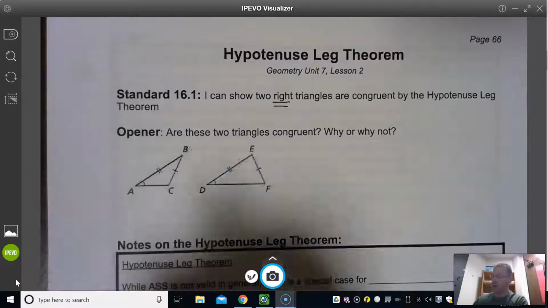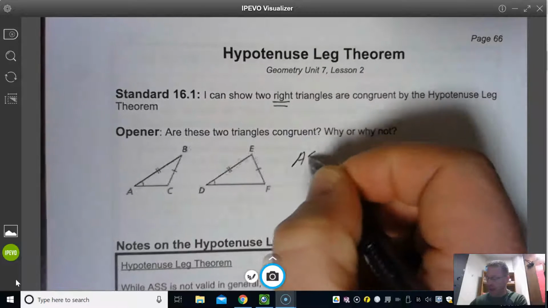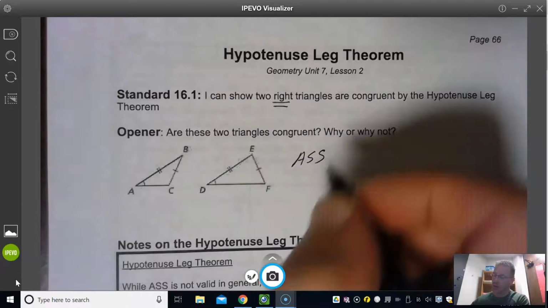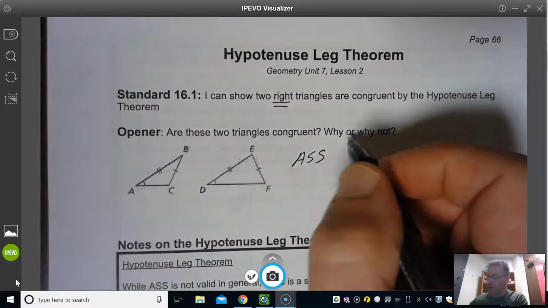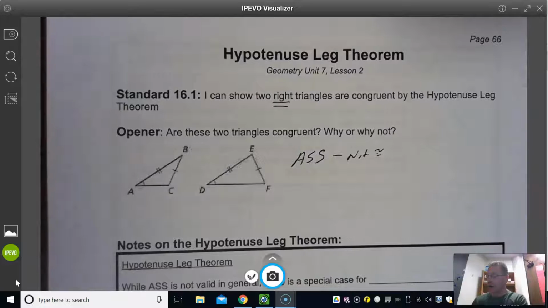All right, so notice what we have here. We have angle, side, angle, right? And we said last time that angle, side, angle is no good. So these are not congruent, and we don't have enough information.